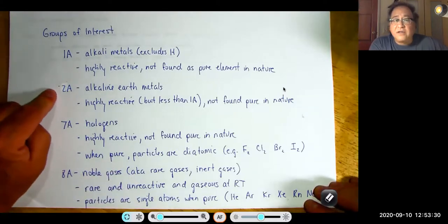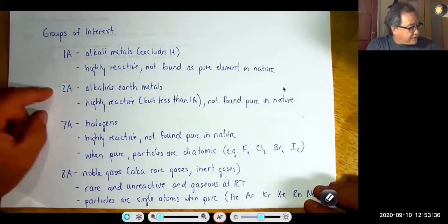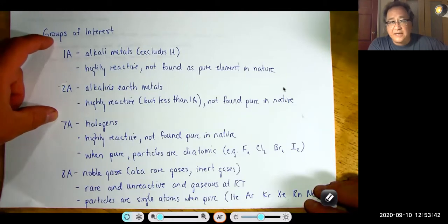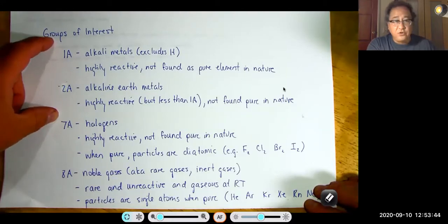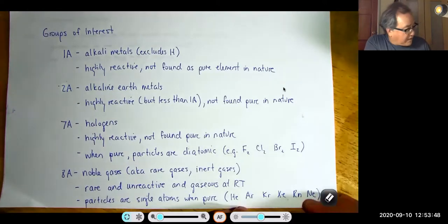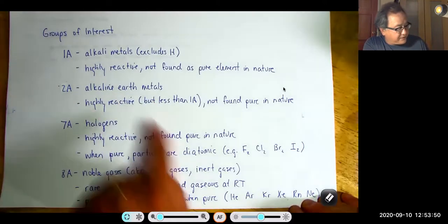2A, they're called the alkaline earth metals, also highly reactive. You can't find them pure in nature. Now, for these two, they're so reactive that you can't find them pure in nature. Where can you find them pure? And that answer is simple: in a chemistry lab, where you make it react to become pure. All right, so you want to know those alkaline earth metals.